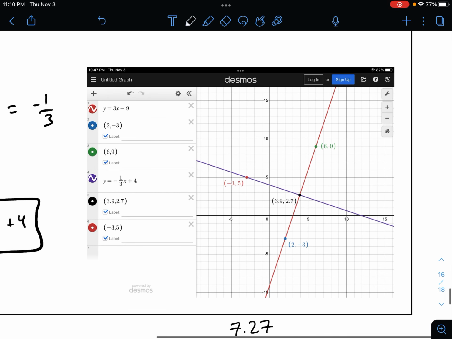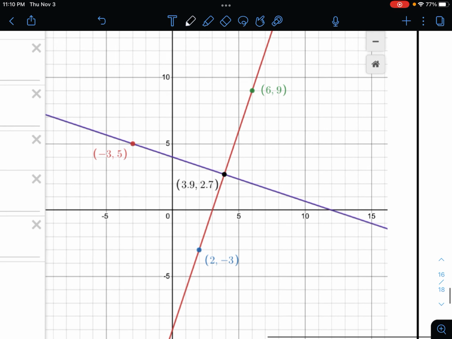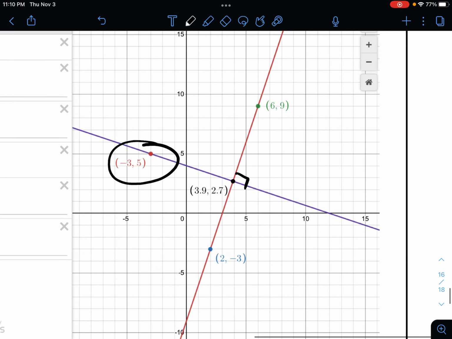So let's check this out. We can see that it is perpendicular, right? We get that right angle that's formed right here. And it does, in fact, go through point W. So that's perfect so far.